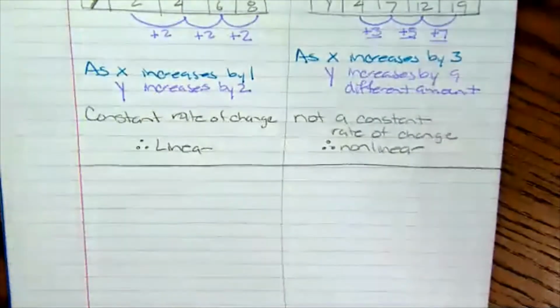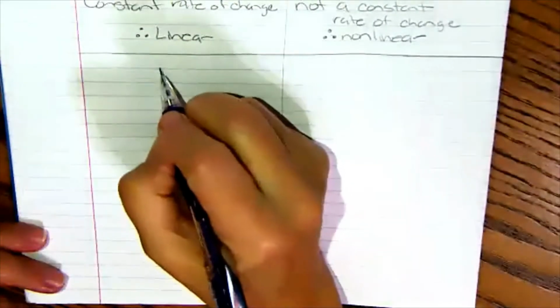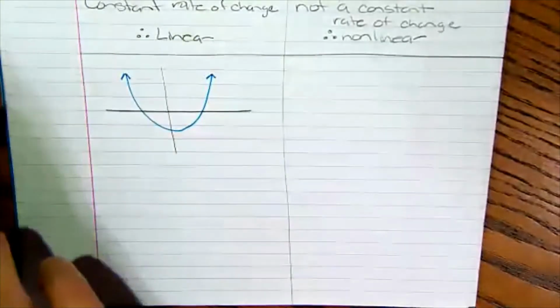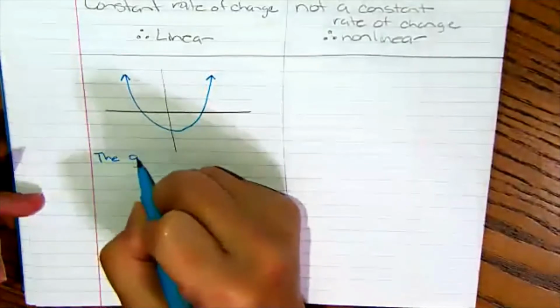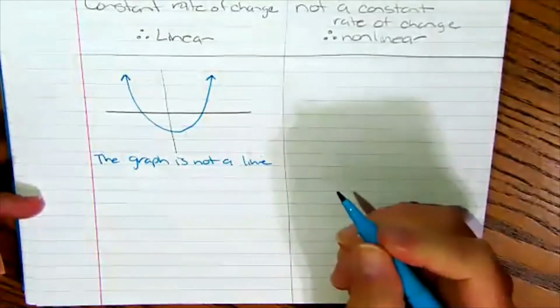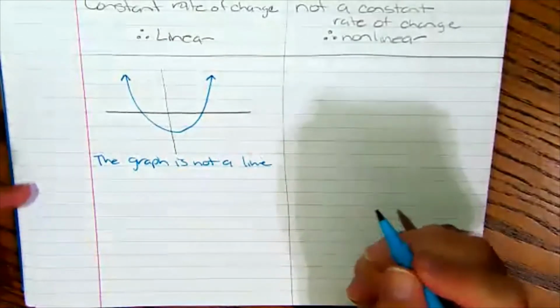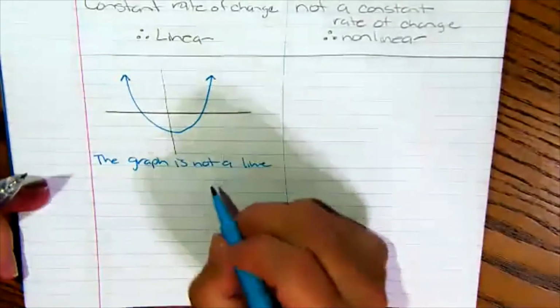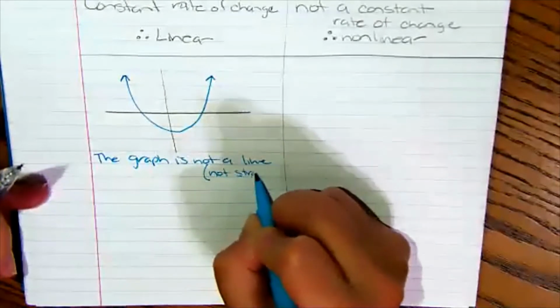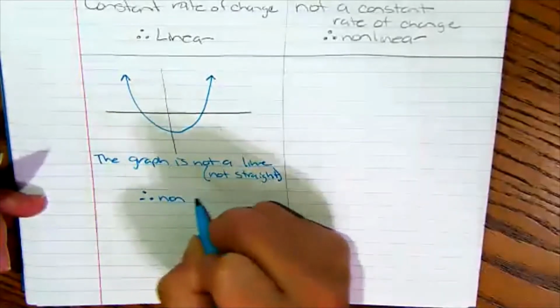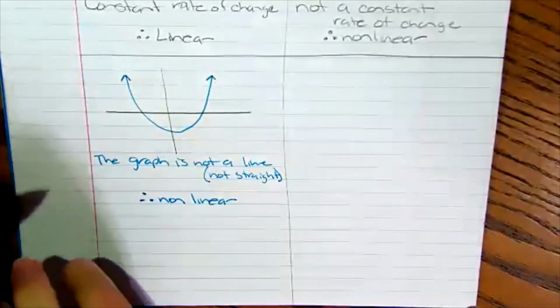Okay, let's take a look at graphs. So in this graph, the graph is not a line. And remember, the definition of a line is the shortest distance between 2 points. So it needs to be a straight line. This is not a straight line. It's not straight. Therefore, this is a non-linear graph.